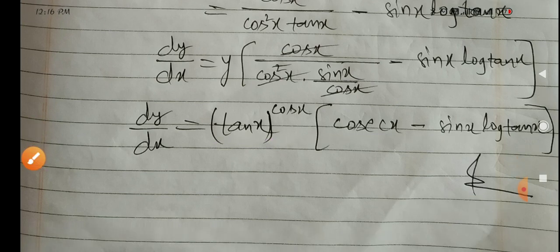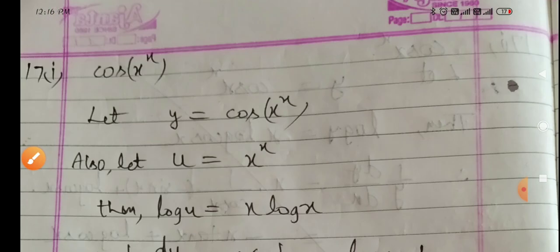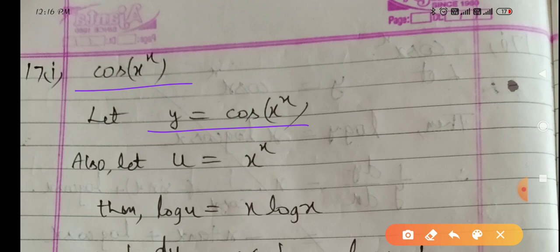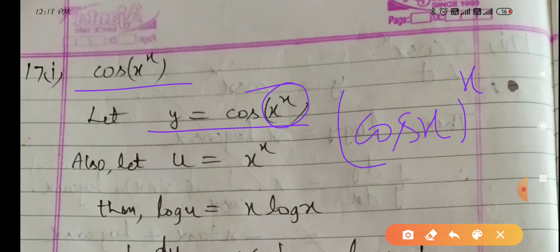Now one more question I am taking. Question number 17, cos of x to the power x. This time it is a very different question. Why have you taken cos of x to the power x? Now this is not cos x to the power x. Here the power is given on the angle. Power is given in the angle.